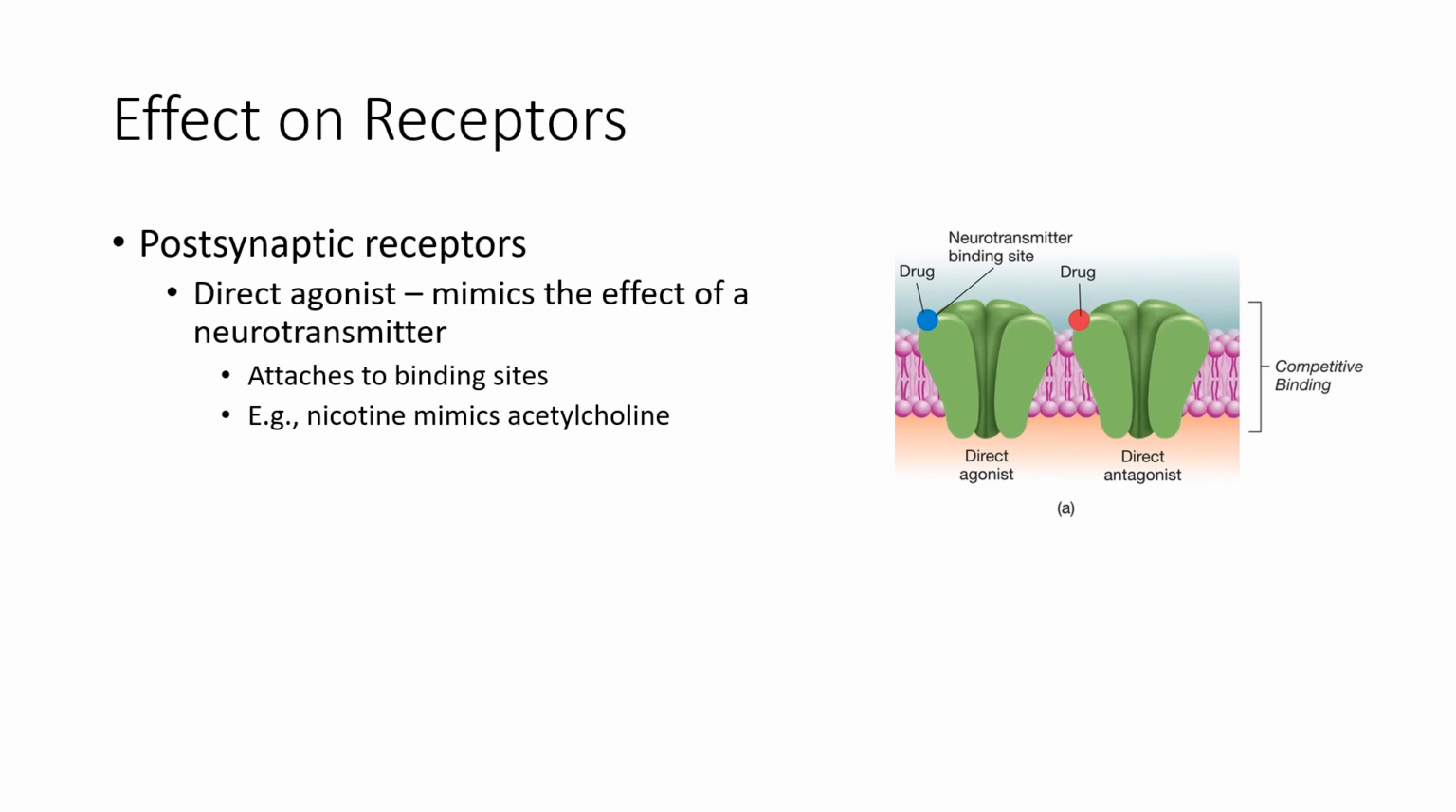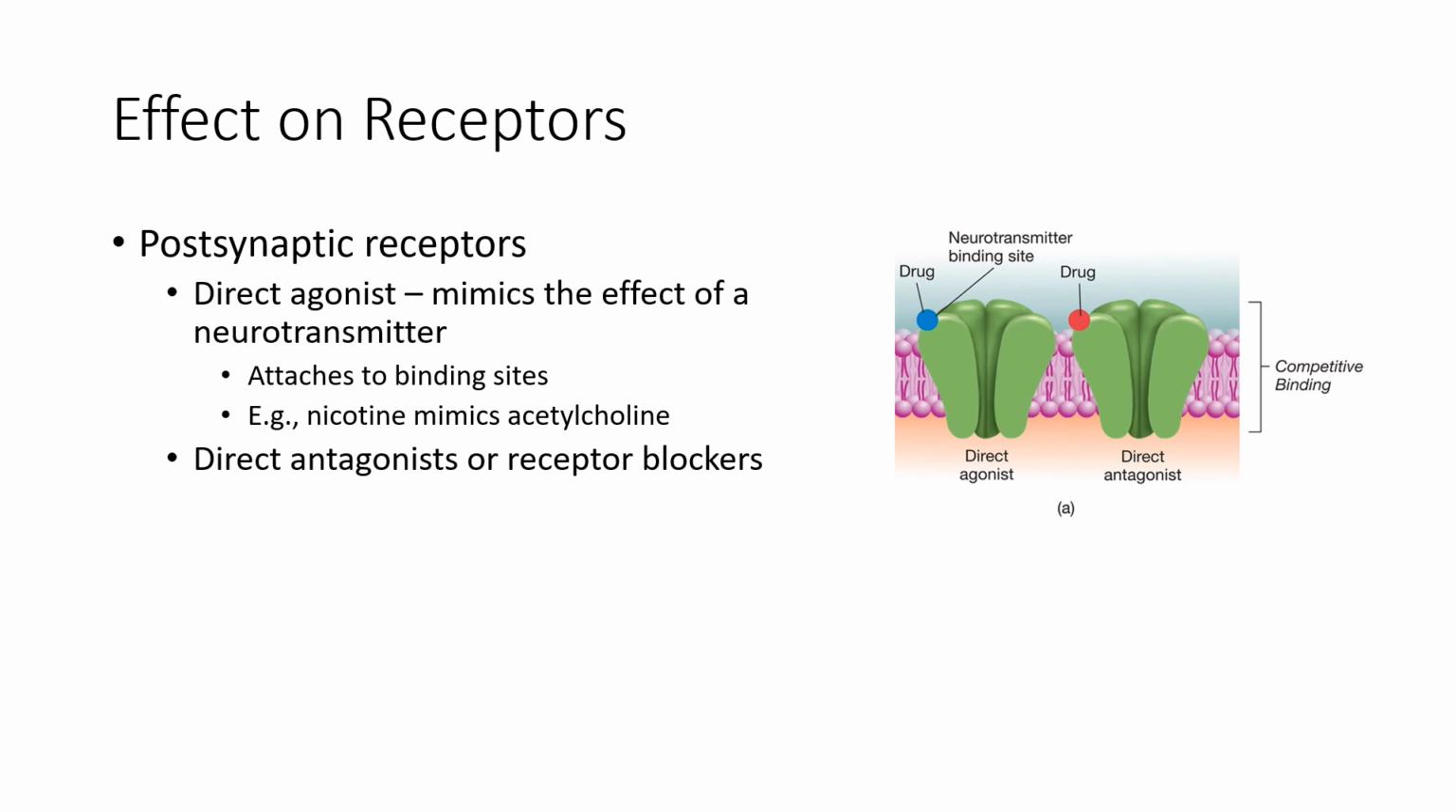For example, nicotine mimics the effect of something called acetylcholine. Acetylcholine is a type of neurotransmitter, which we'll discuss in a few minutes. But for now, just know that the drug nicotine mimics the effect of the neurotransmitter acetylcholine. And it does that by binding to the site where acetylcholine would bind.